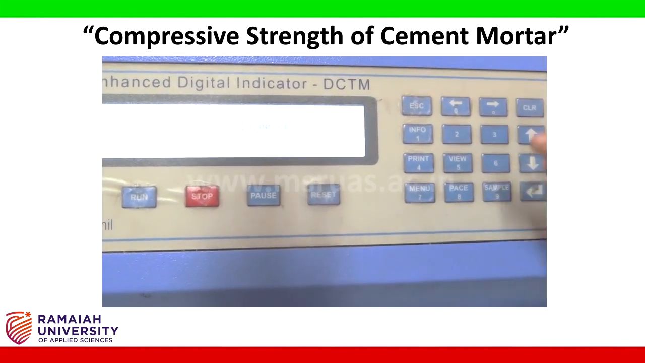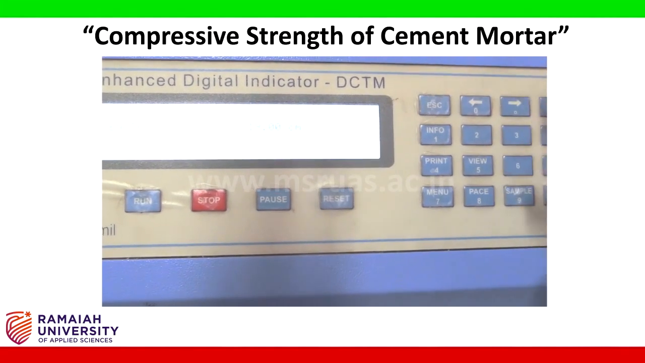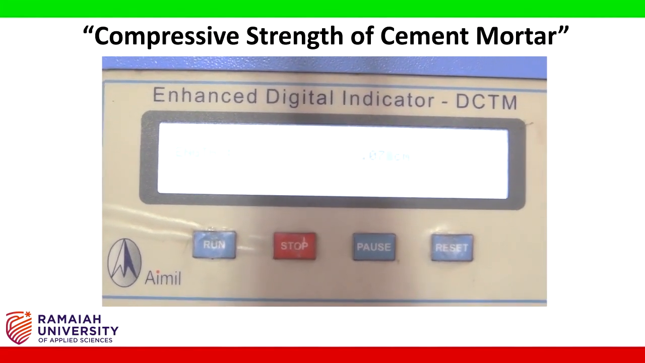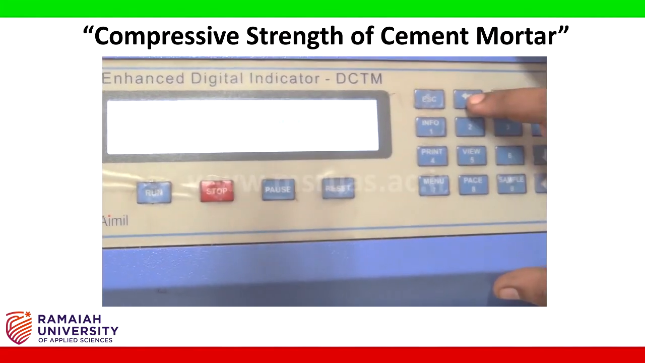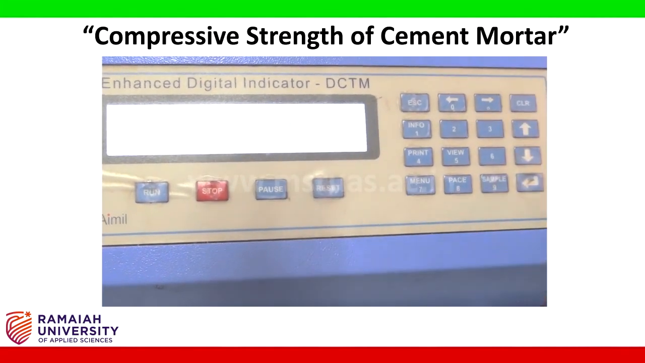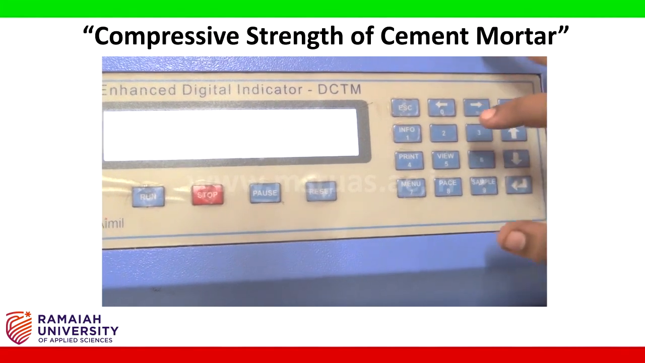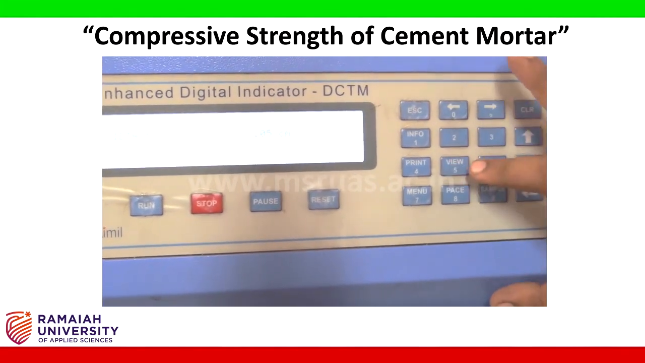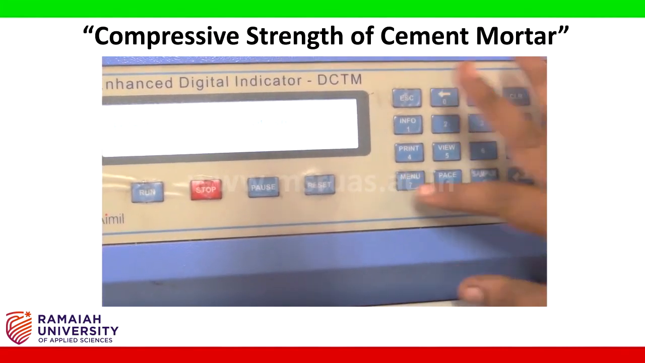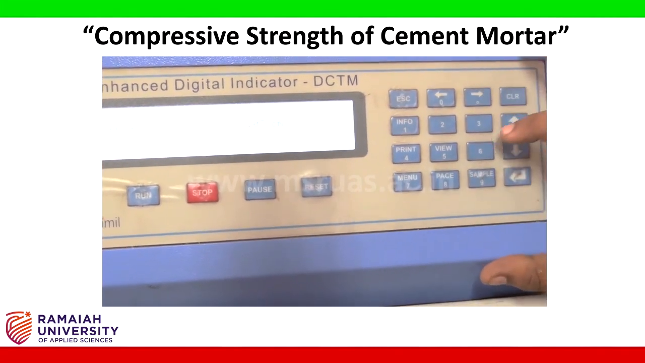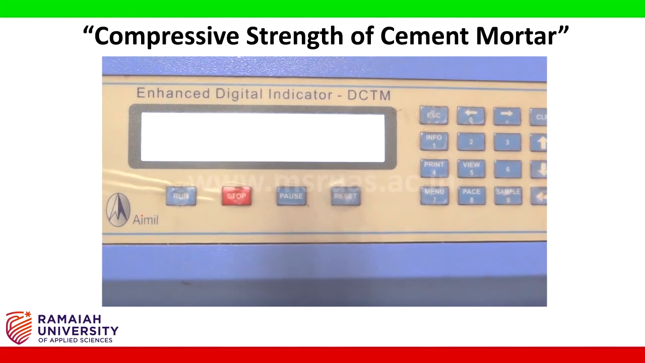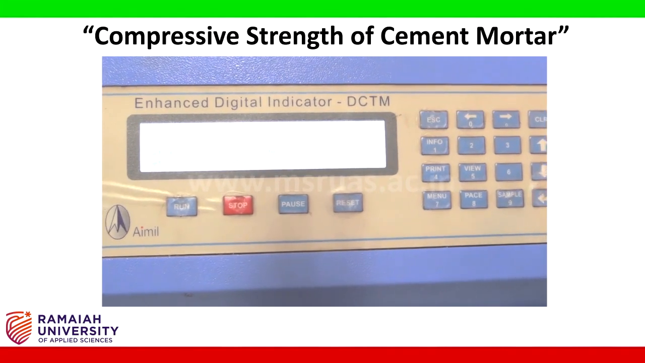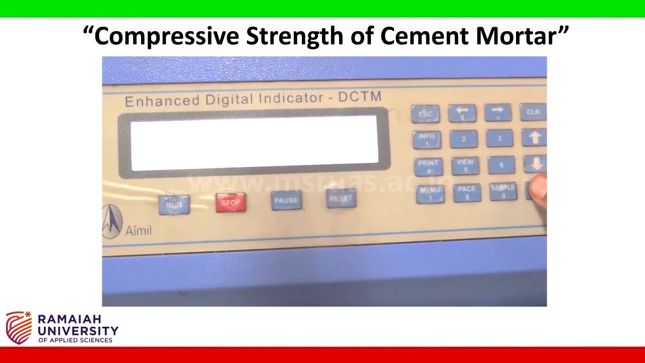I'll go over here and feed the length of it. That is, this is 7.05 centimeter. Width same, that is 7.05 centimeter. Depth also same, it is 7.05 centimeter. I'm going to take up the operating mode that I want, compression. I'll take up mode 1, enter.